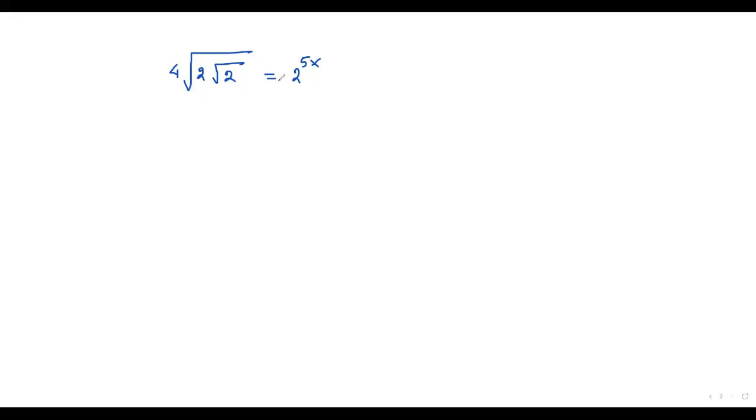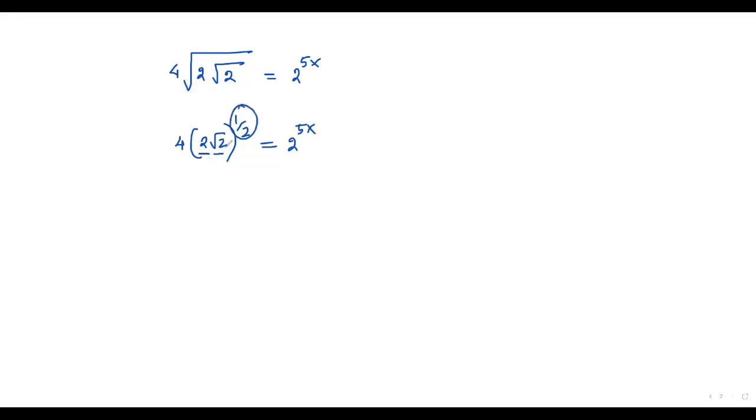This is the last step we had on the previous page. Let's do further simplification. Here we have 4 times square root of 2 times square root of 2. Now we can write this square root as an exponent. Then I'll get 4 times 2 times square root of 2, whole to the power 1/2, equals 2 to the power 5x. Here two values are multiplied and we have the common exponent.